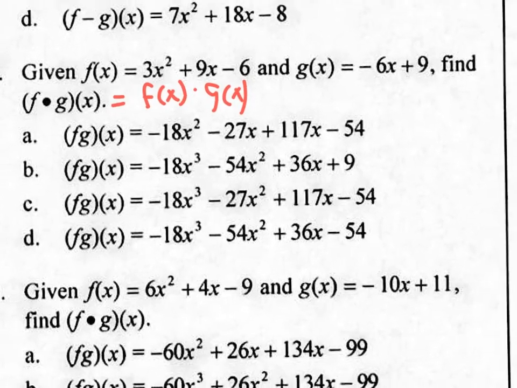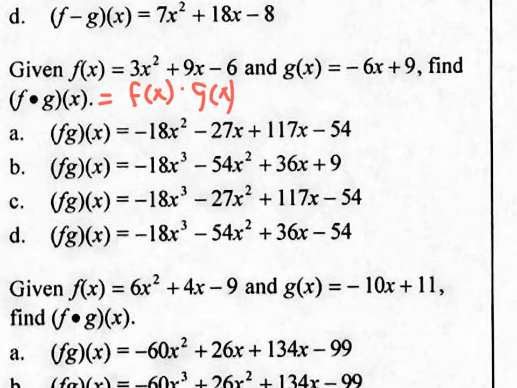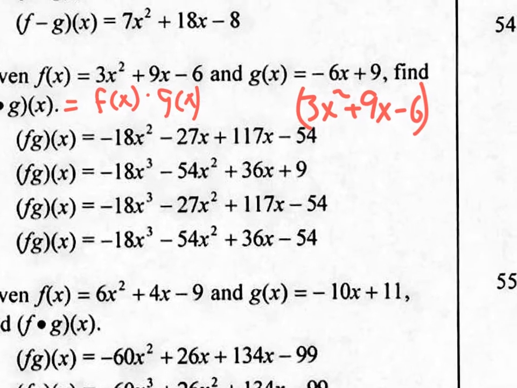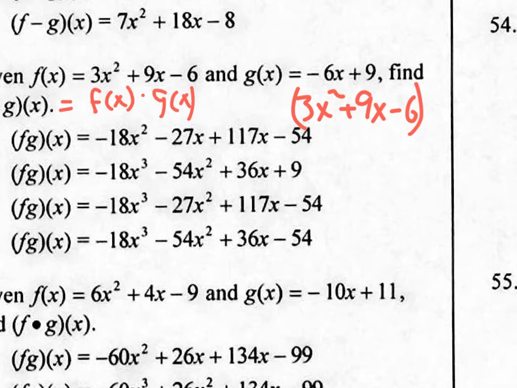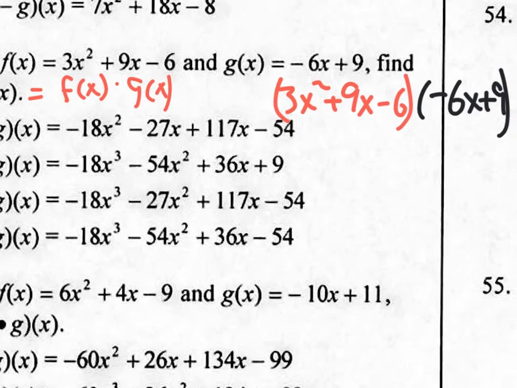So we're going to multiply those two together, so I need to rewrite the whole thing. 3x squared plus 9x minus 6. That's a trinomial, and we're going to multiply the g of x function. I'm going to put it in a different color, which is a negative 6x, running out of space here, plus 9. Now, we are going to have to distribute.